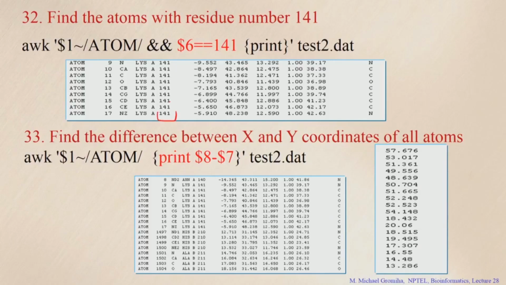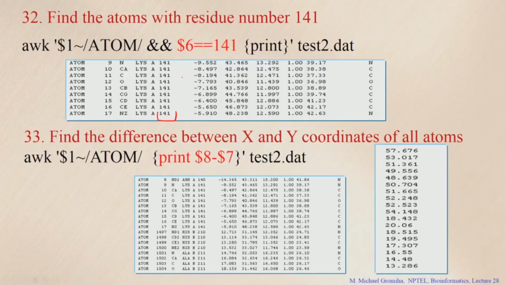This is the residue number, right. So, if you write $1 is atom, because we need the atom records, and $6 equal to 141, then you print. So, it will print all these things, right. If 141 is here, then you will print the other records.